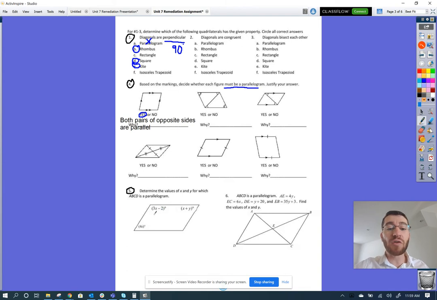We're going to determine the values of x and y for which ABCD is a parallelogram. So I'm going to zoom in on this, and then we're going to figure out how do we even approach this problem.